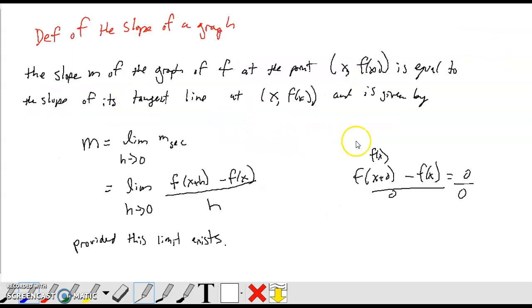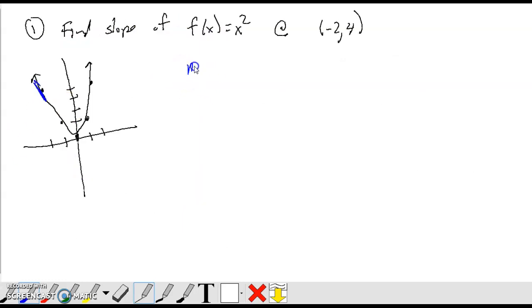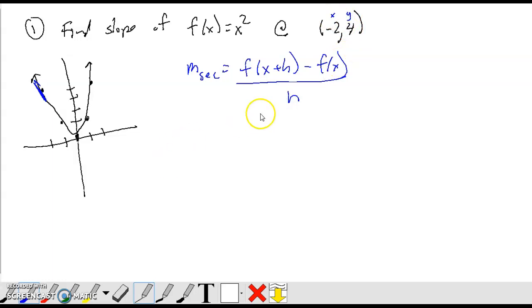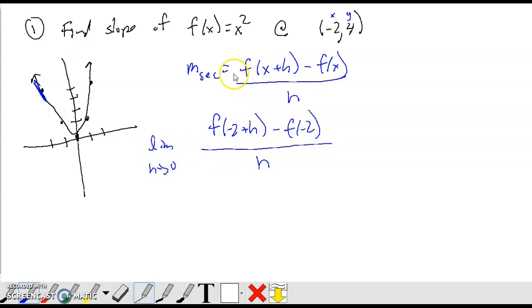Okay, so we're going to use this lovely formula to try to figure out what we're going to do. So let's remember that our m secant line is f of x plus h minus f of x all over h. This is my x, this is my y. So we're going to plug in what we have as our limit. So m is our limit. So I'm going to say f of -2 plus h minus f of -2 all over h. Again, this is the limit as h approaches 0.